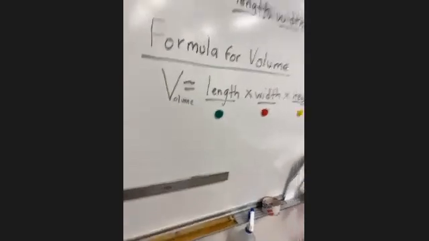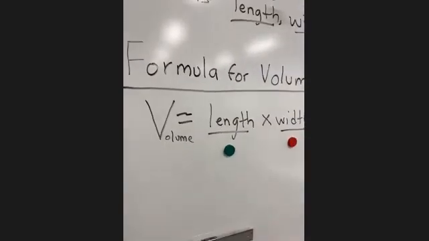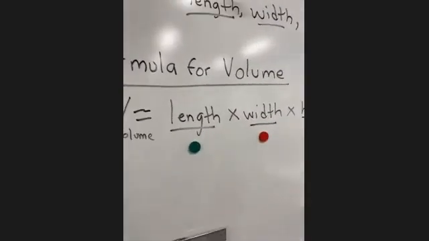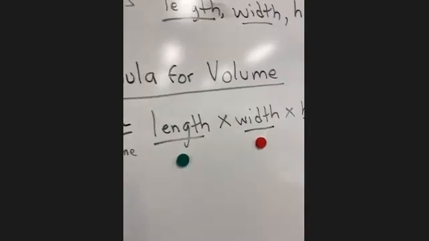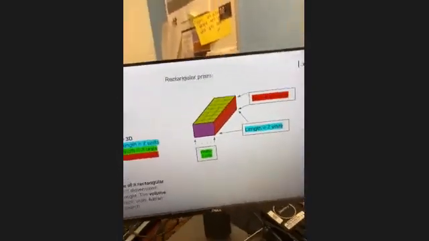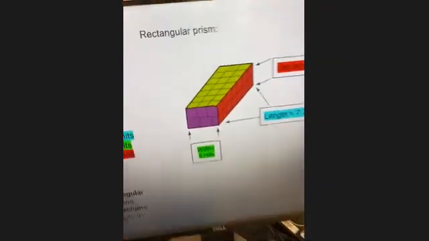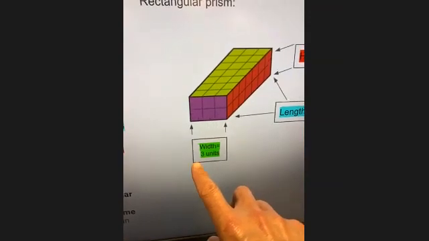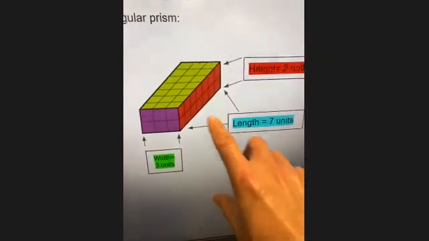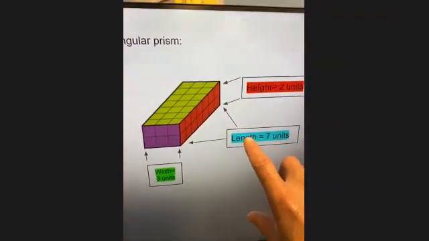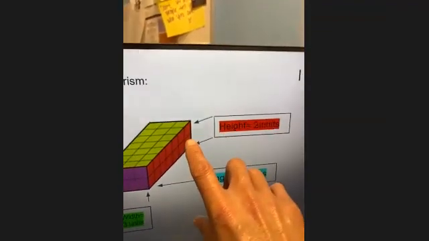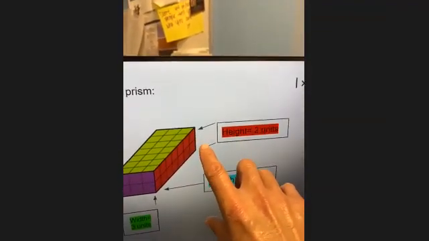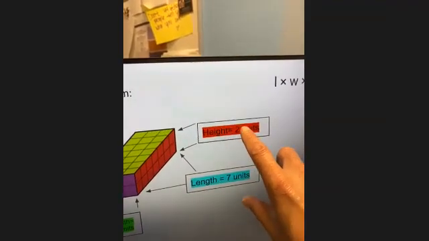So let's do an example. I'm gonna do an example, and then all of you have to figure out what the volume is of that example. I just created the example, and I'm gonna pretend that I drew all of that, and then I'm gonna say that the width is 3 units, the length from here to here is 7 units, and the height from bottom to top is 2 units.